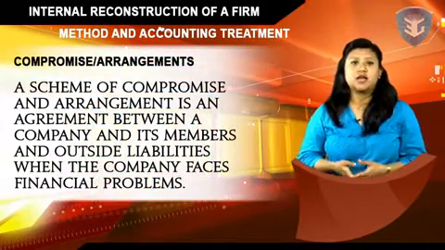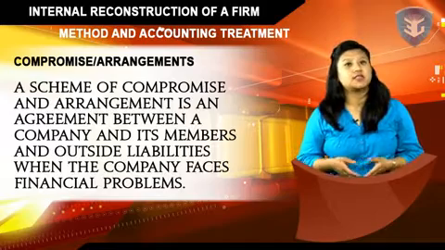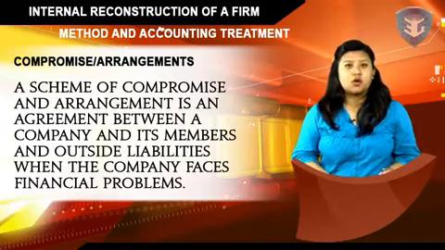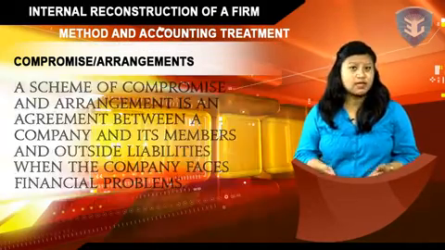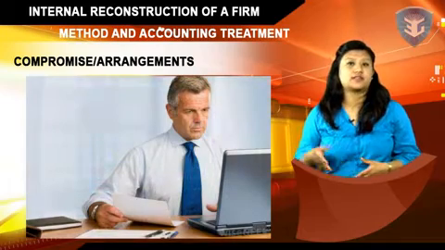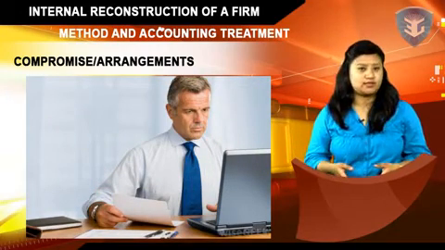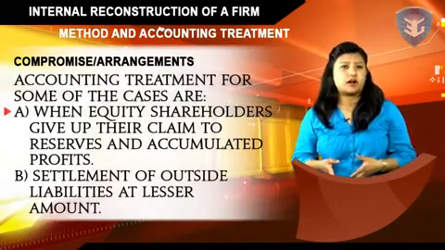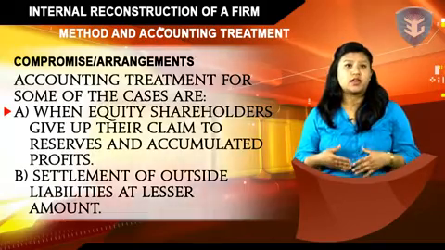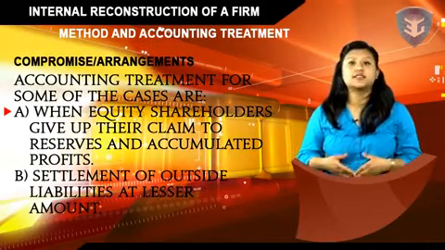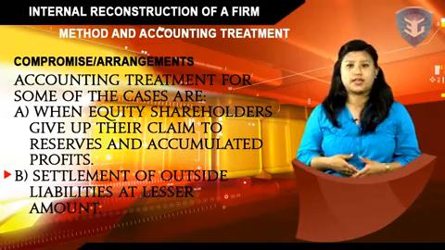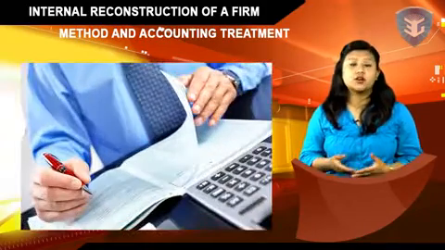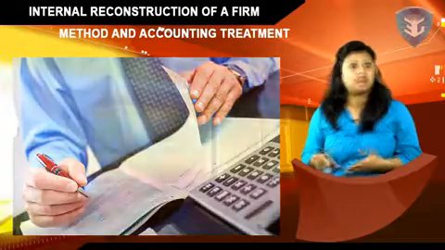Compromise or arrangements. A scheme of compromise and arrangements is an agreement between a company and its members and outside liabilities when the company faces financial problems. Such an arrangement, therefore, also involves sacrifices by shareholders or creditors and debenture holders or by all. Accounting treatment for some of the cases are: when equity shareholders give up their claim to reserves and accumulated profits, settlement of outside liabilities at lesser amount. Liabilities such as sundry creditors may agree to accept fewer amounts in lieu of final settlement.